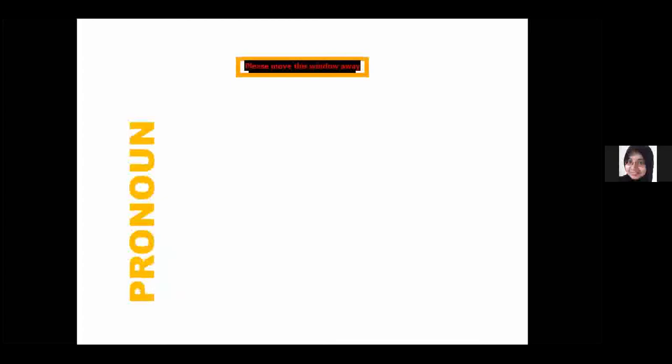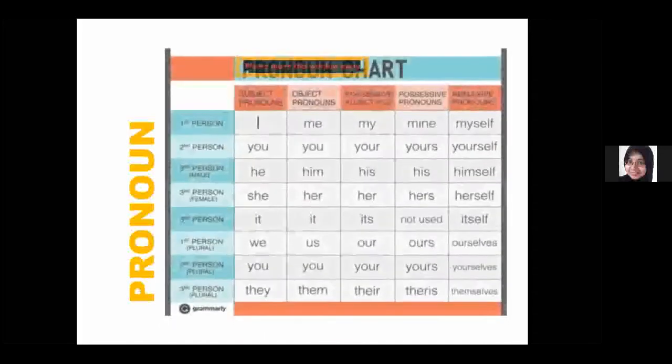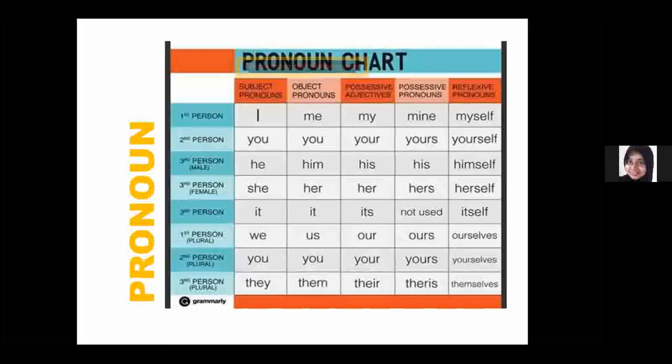In this chapter we are going to discuss pronouns. I think you can see the screen. We can divide pronouns into 5 categories: subject pronouns, object pronouns, possessive adjectives, possessive pronouns, and reflexive pronouns. For the first person singular, we use the subject pronoun I. I is a subject pronoun, and the object pronoun is me. The possessive adjective is my, the possessive pronoun is mine, and the reflexive pronoun is myself.